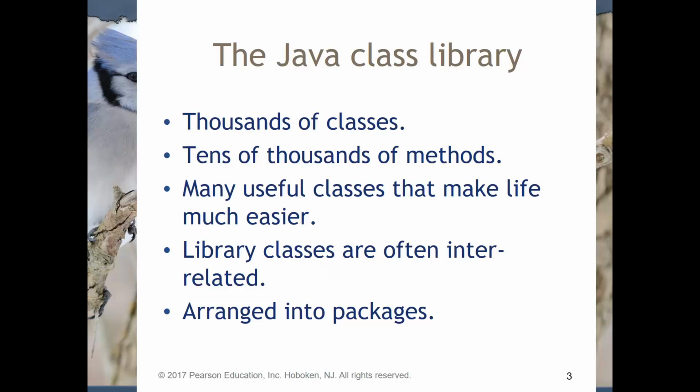Java class library. Java has thousands of classes, tens of thousands of methods, many useful classes that make your life easier. But remember that when you use something like this, you give some of your control up to the people that own Java. You also give up some of your destiny on how flexible you can or can't be. And you sometimes take a performance hit, but as a rule, their code and their approach will be better and more efficient than what you have because they have larger numbers of people working on things where you don't. Library classes are often interrelated and they're often arranged into packages. A package is just a collection of one or more classes into a single binary, if you will, for you.